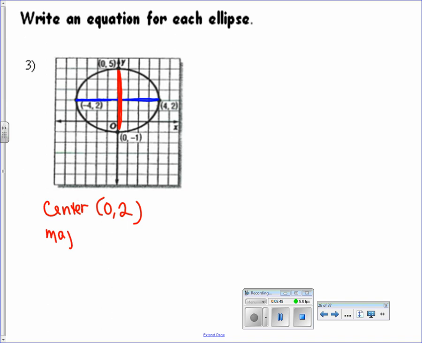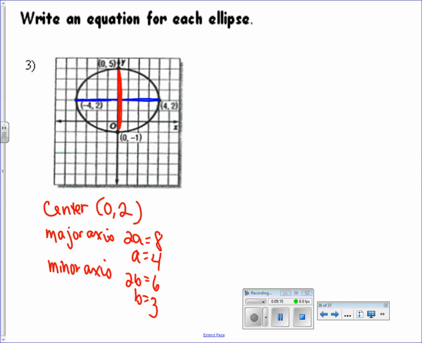So my major axis of 2a is equal to 1, 2, 3, 4, 5, 6, 7, 8. So therefore a must have been 4. And then my minor axis is going to be, count it, 1, 2, 3, 4, 5, 6. So 2b equals 6, so b must be 3.